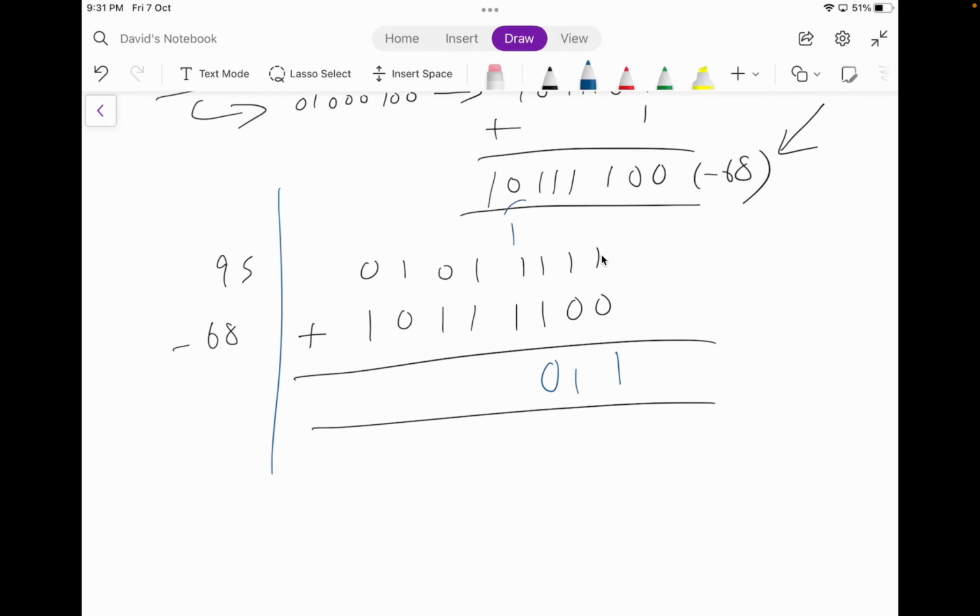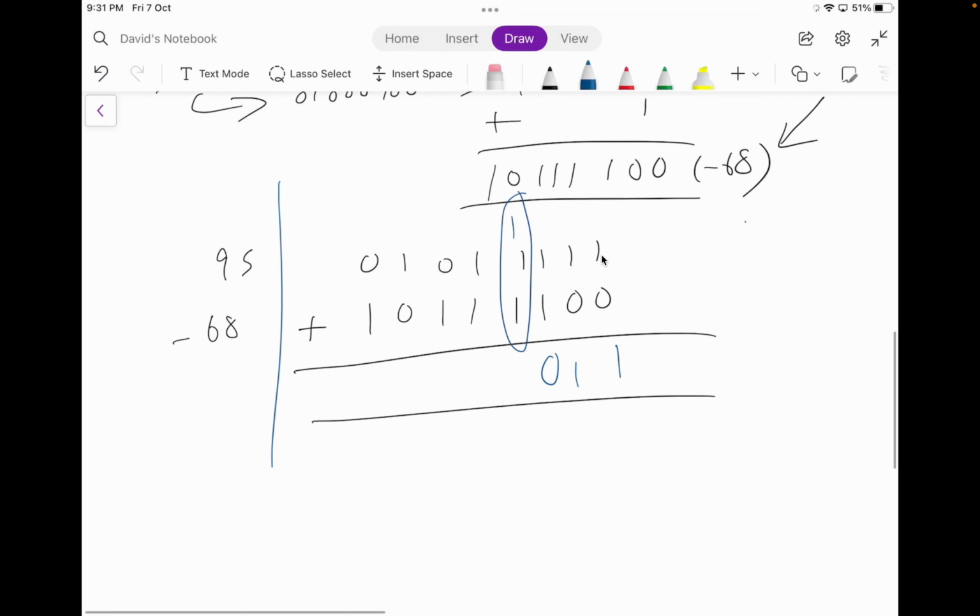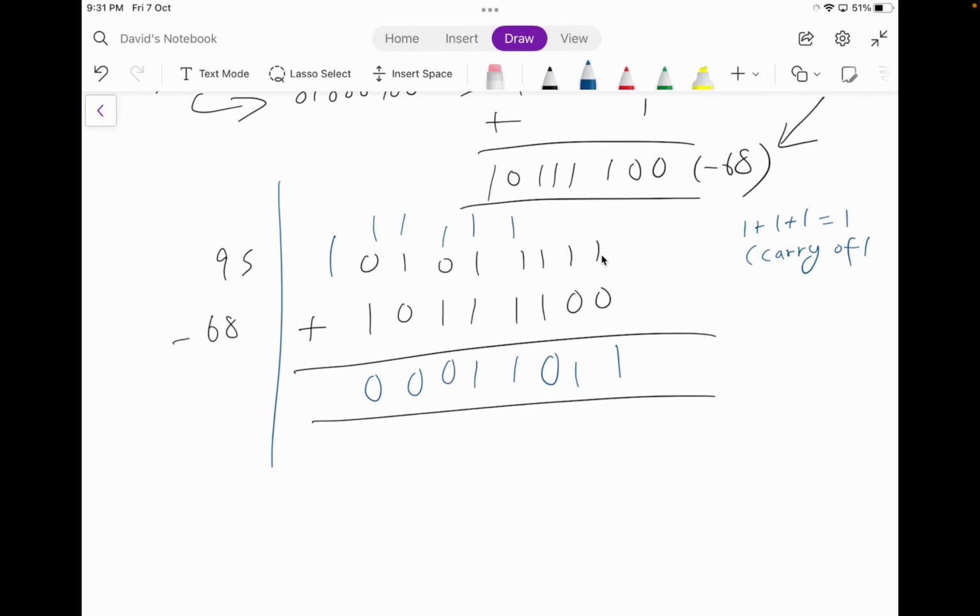Now, this is the exception case that we have to understand: when you have 1 plus 1 plus 1, this is going to be 1, and you're going to do a carry of 1, okay? So that's the exception that you guys have to understand. So it's going to be 1, carry 1, 1, carry 1, 0, carry 1, 0, carry 1, 0. Now, this is going to be a carry 1 here, but there's nothing to add it with, so you're going to put that in brackets.